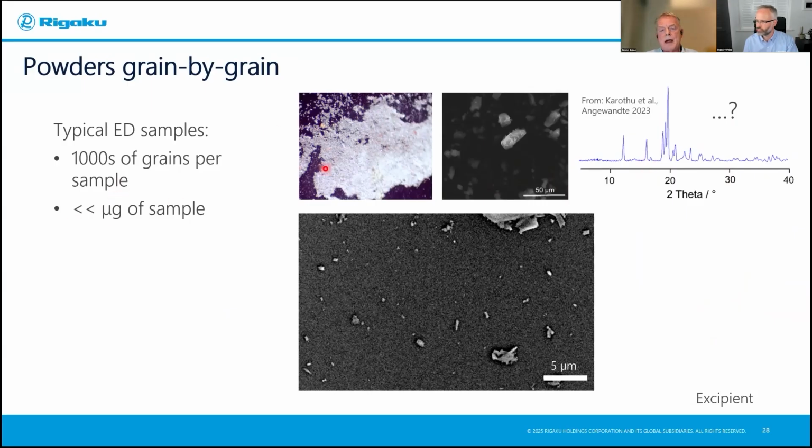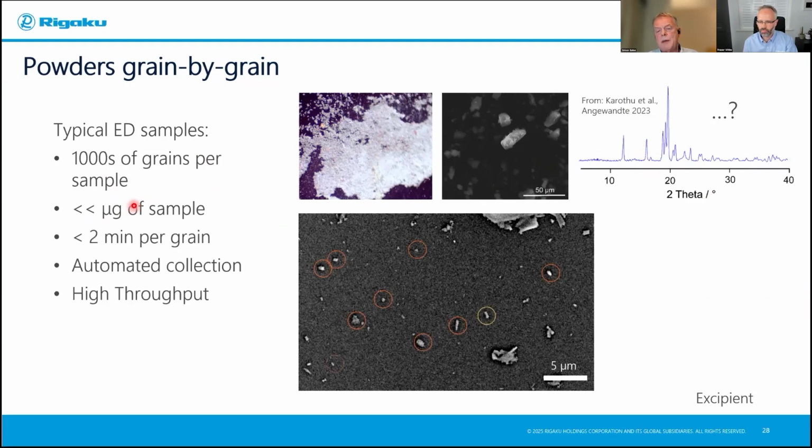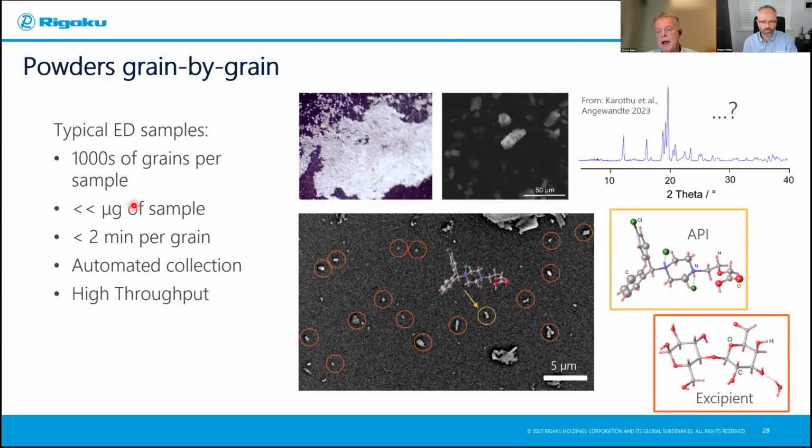But if we put that on an electron diffraction system, with sub-micrograms, nanograms of powder, we set up the automation process, and it steps through the grains. You know, 90% of them, or more than 90% in this case, are the excipient, lactose monohydrate. But then this one here, isolated in orange, this is the API. This is what we're interested in. And from that one grain, we get connectivity and a crystal structure. And I couldn't even see it in the powder pattern.